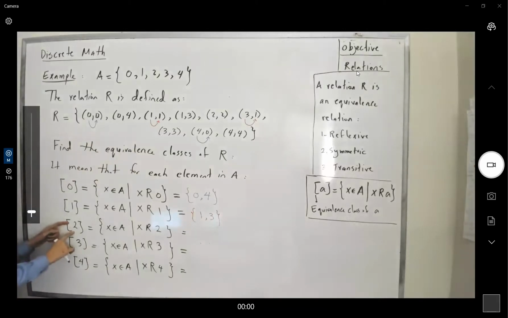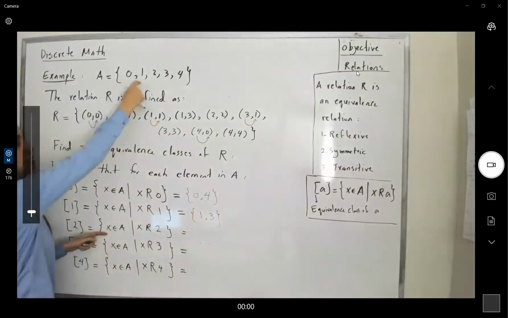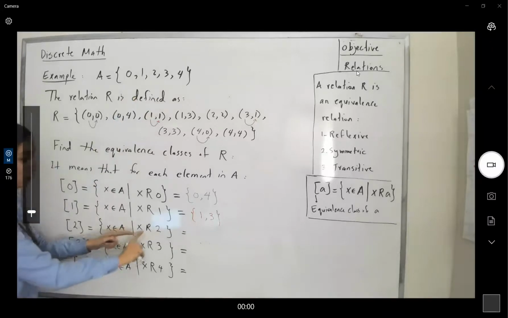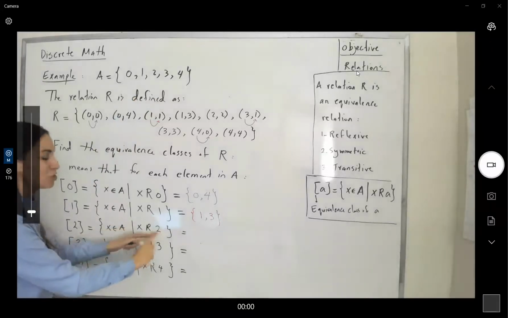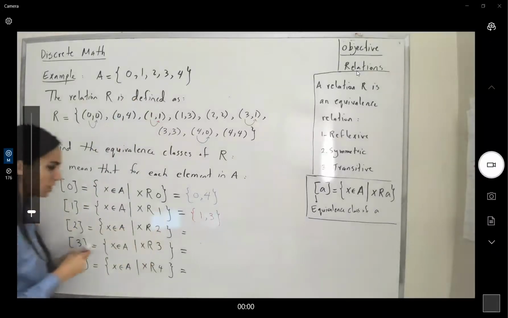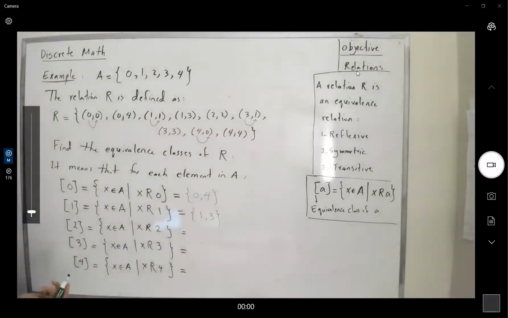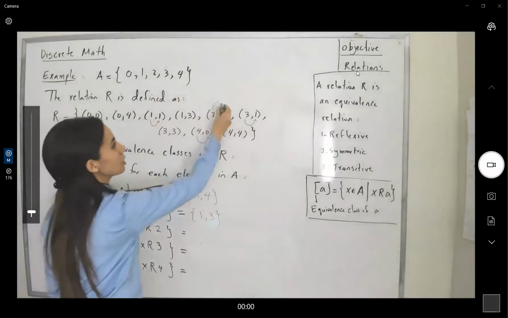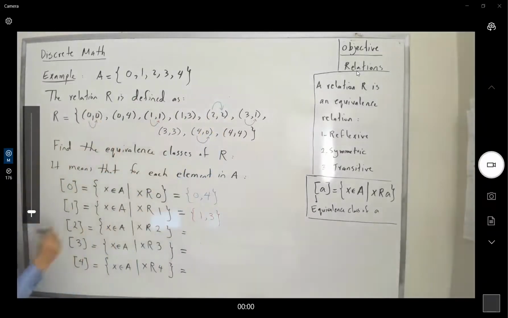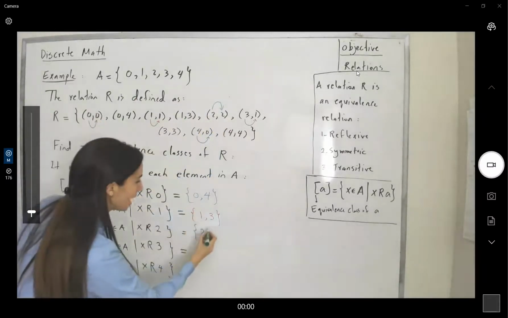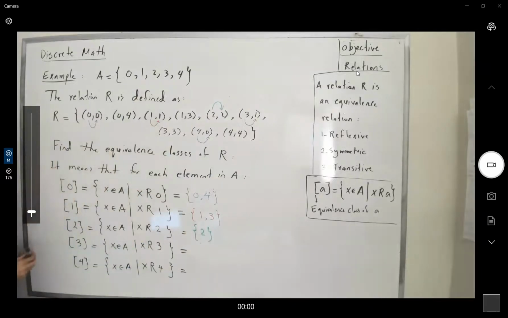Equivalence class of 2: all the members of A such that those numbers are in relation with 2. What is in relation with 2? 2 is in relation with 2. So this set has only one member.